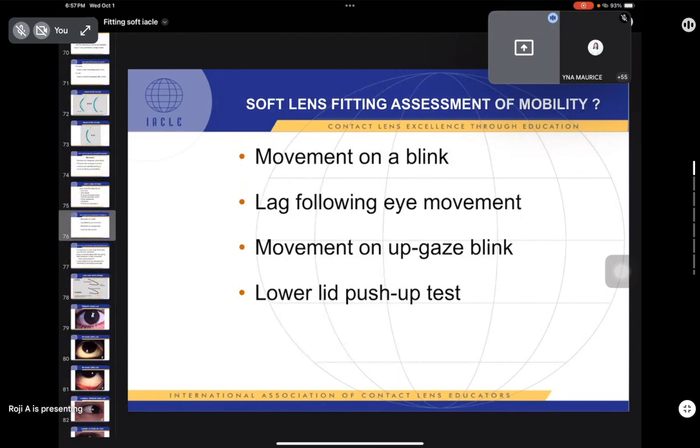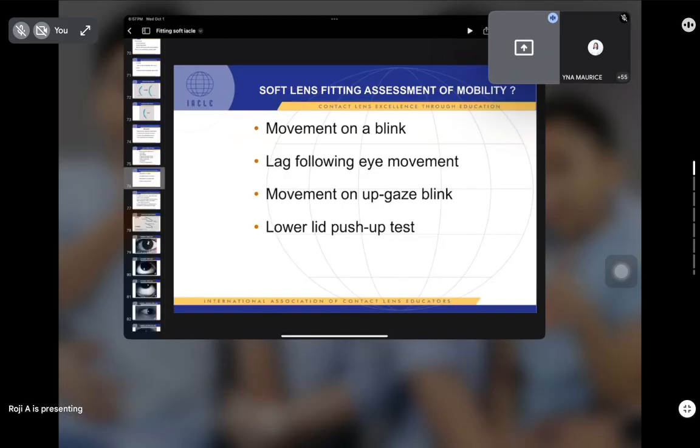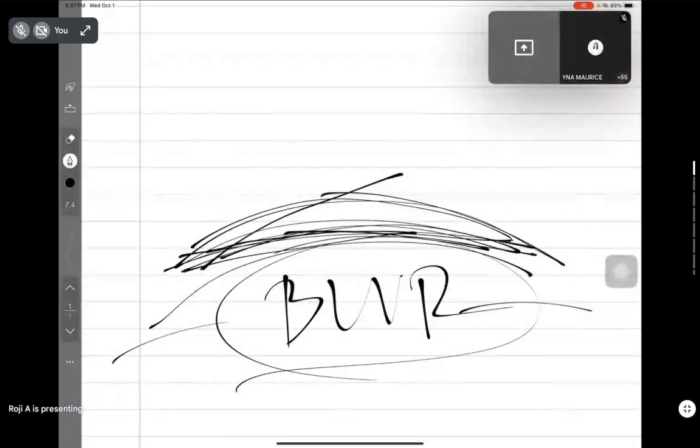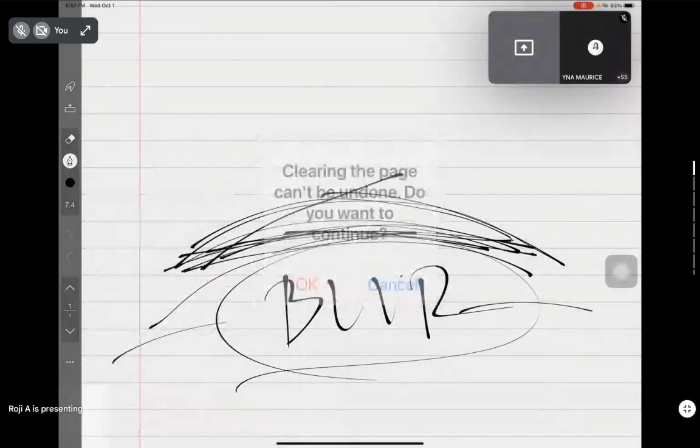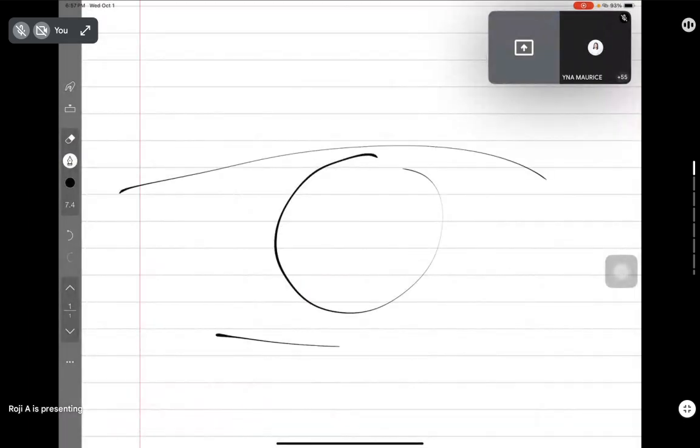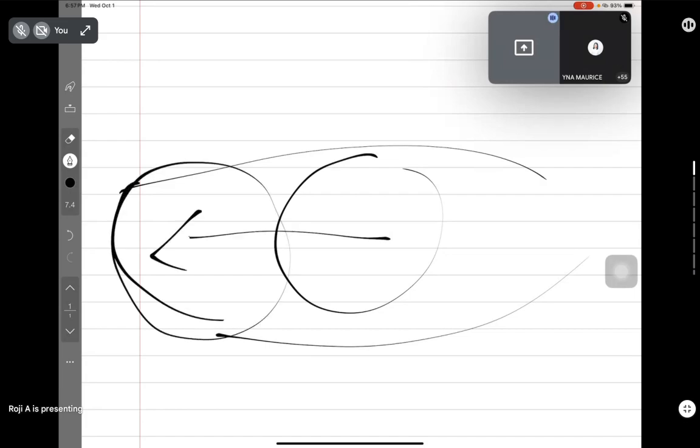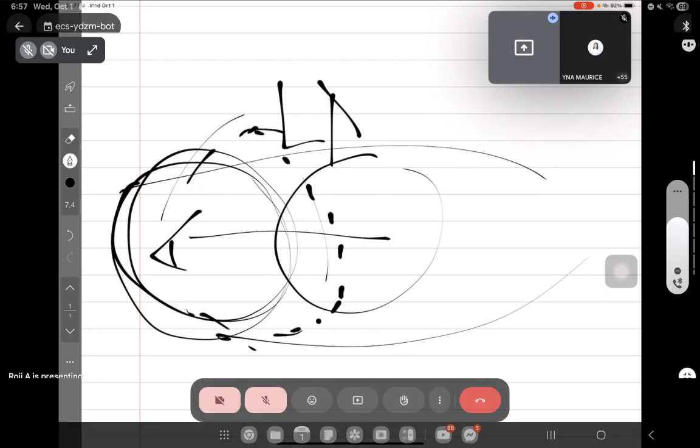Soft lens fitting assessment of mobility. Every time it moves, movement on blink. So every time you do movement on blink, you also have to assess. Then lag following the eye movement. So if I am looking to the left or to the right, for example, I would look to the left, okay? So the eye looked here to the left, therefore the cornea is here, but the contact lens is left behind. This is what you call lag.